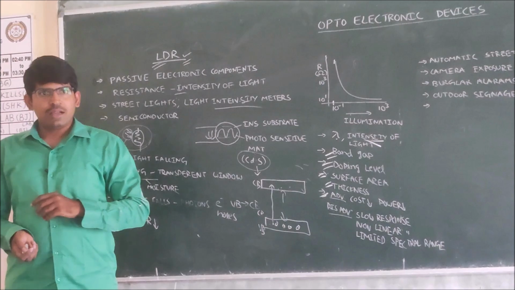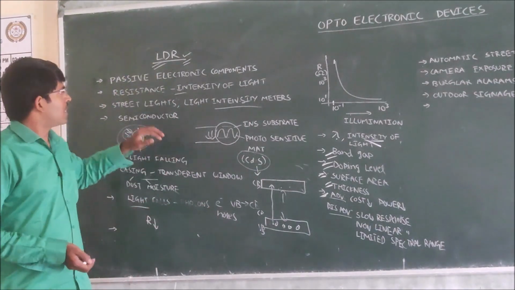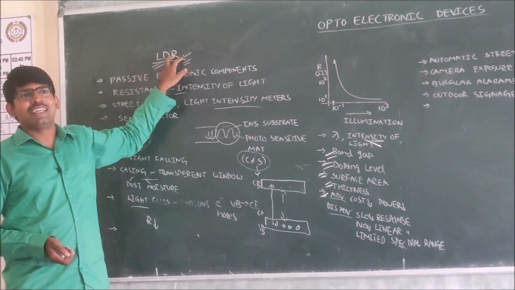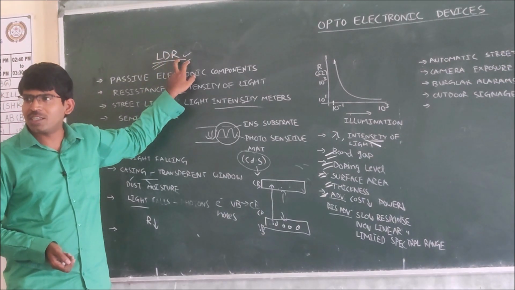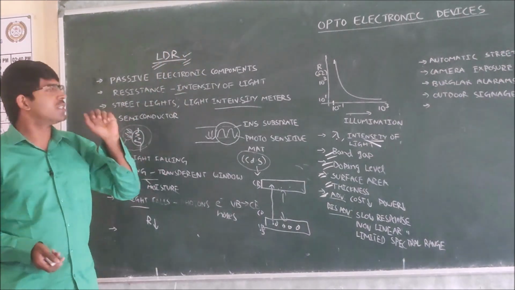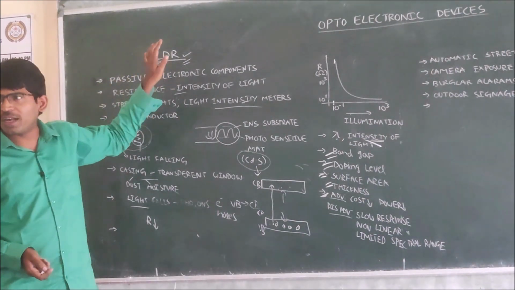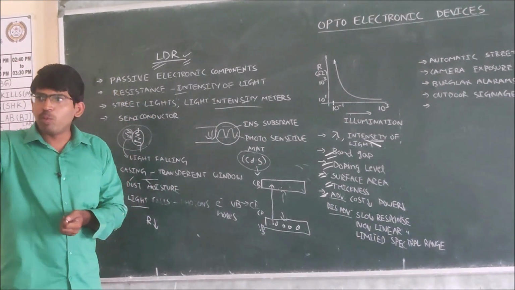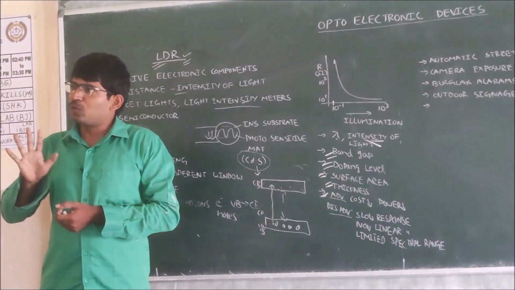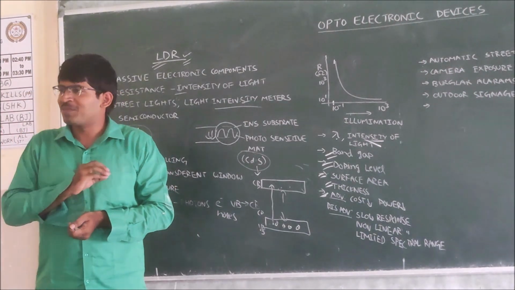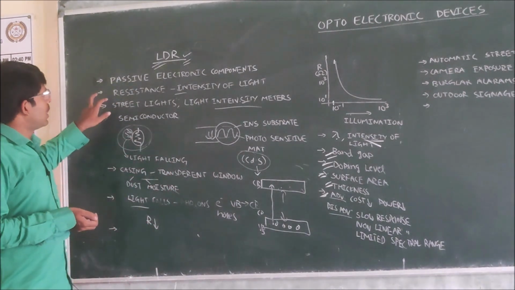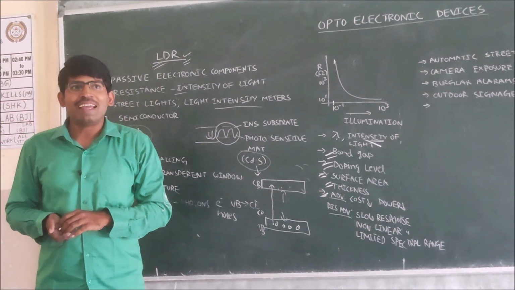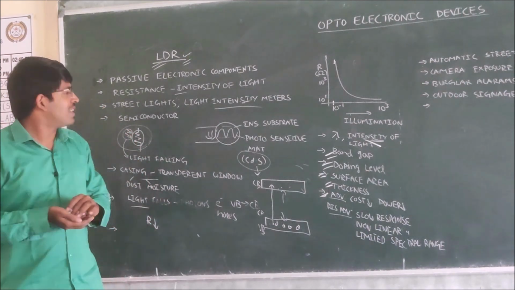We have discussed the LDR. We are revising. What does LDR mean? Light dependent resistor. Is it a variable resistor or fixed resistor? LDR is a variable resistor. Is it a passive electronic component or active electronic component? Passive electronic component. Means is it capable of storing energy or not? No, it will not store energy. Any resistor will not store the energy. Now the resistance of the LDR varies with respect to which factor? Light. Intensity of the light.